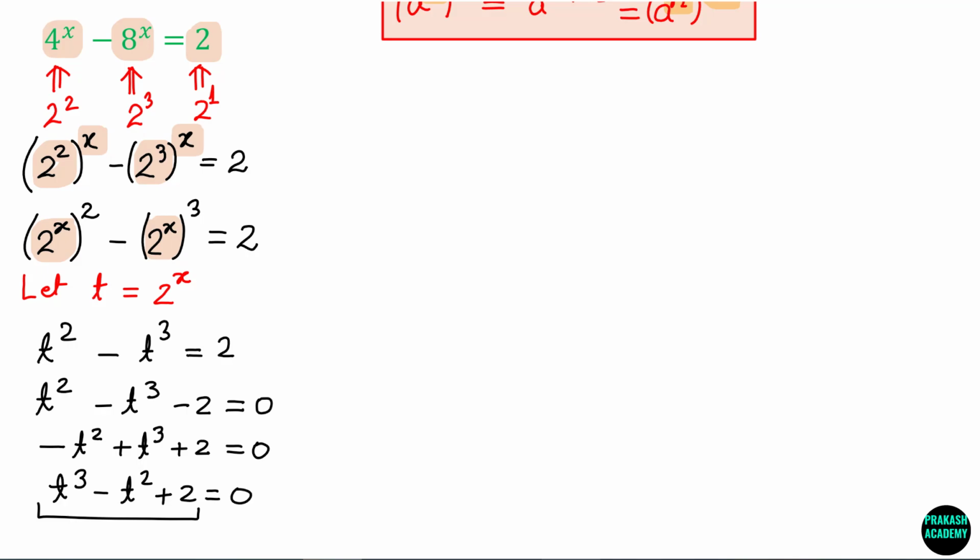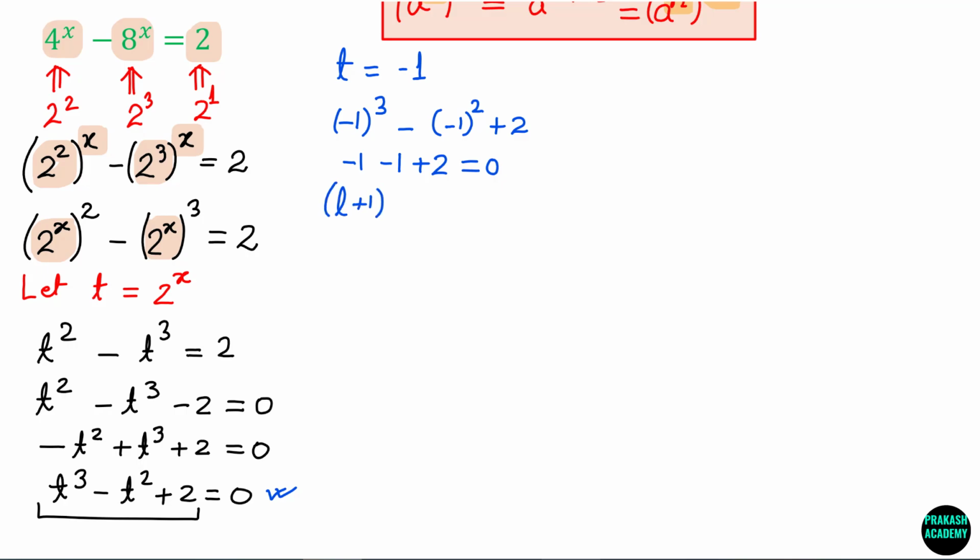And one root you can find using the hit and trial method or some kind of guess. So let us try a guess. t is equal to minus 1. Let us check whether this satisfies this equation or not. If you put t equal to minus 1, this is (minus 1) raised to the power 3 minus (minus 1) whole squared, plus 2. So here you will have minus 1, here also minus 1, and here 2. This is equal to 0. This means t equal to minus 1 is a solution of this equation. Or in other words, I can say t plus 1 is a factor, one factor.